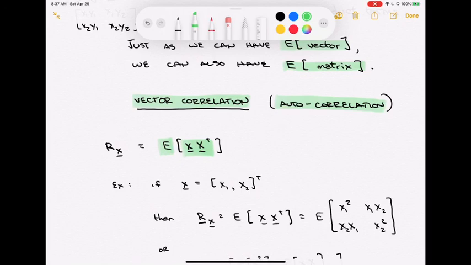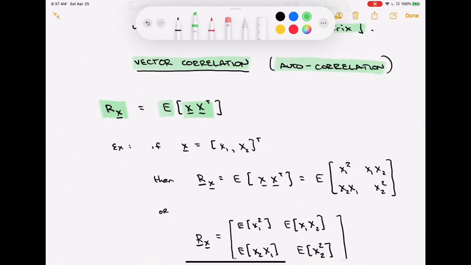Because x is an n-dimensional vector, the outer product here, the expectation of x x transpose, is going to be an n by n. It will be a square matrix. And we're going to go ahead and assign that R sub x, the vector x. So this is autocorrelation, correlation of a vector with itself. It is pretty easy to do, right? It's just the expectation of that outer product, all the possible cross terms.